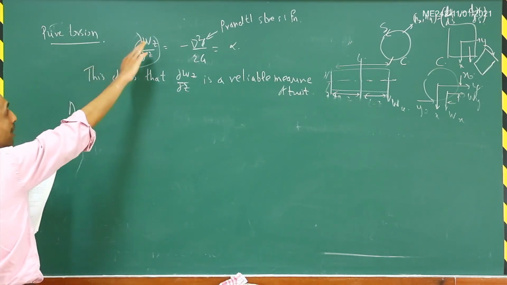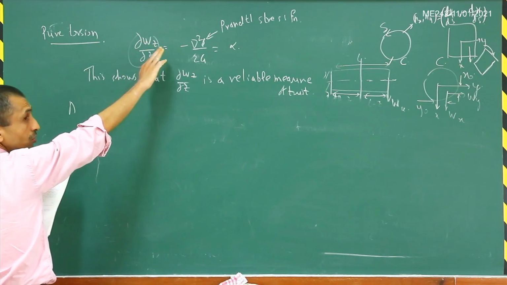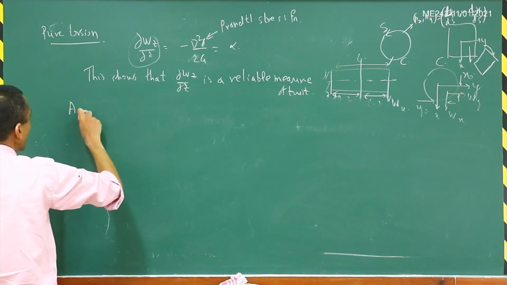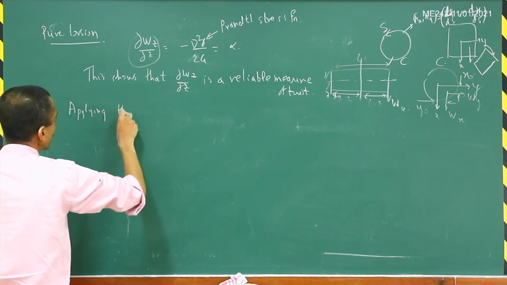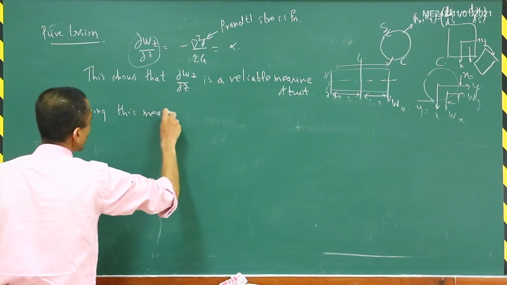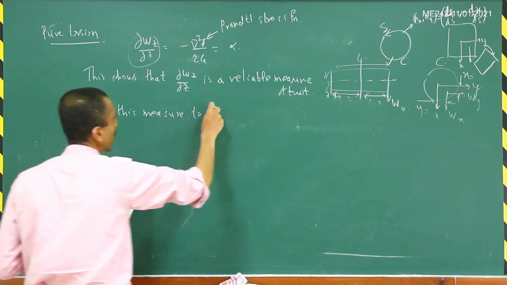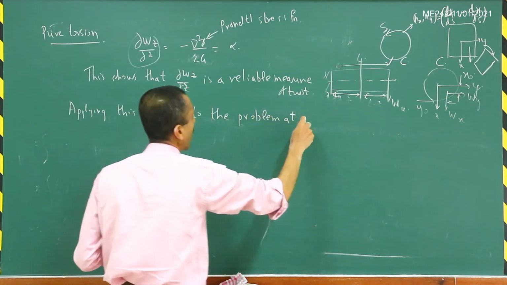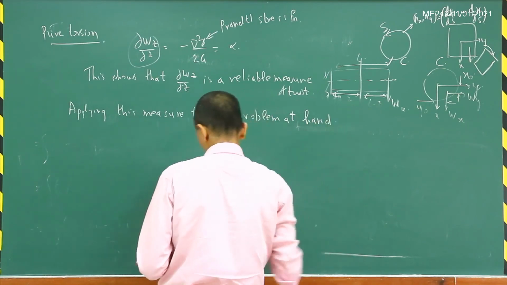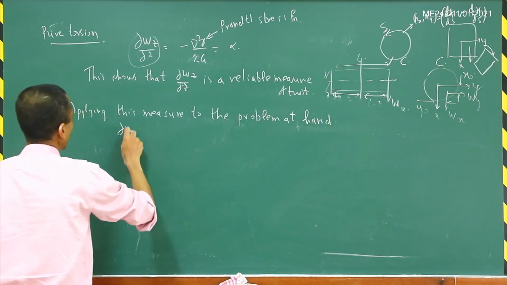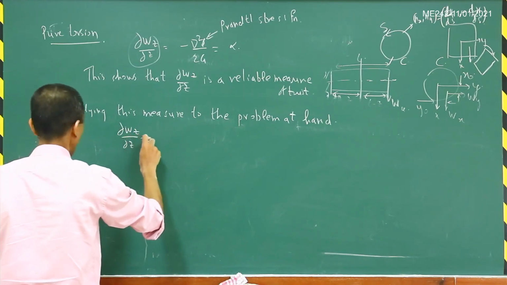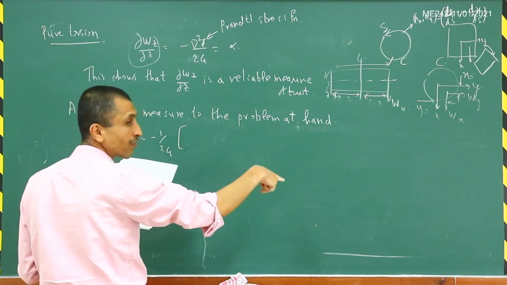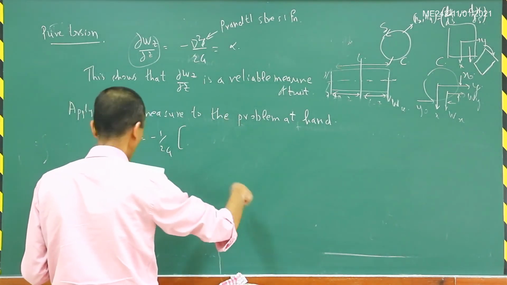What I have done here is that I have applied this measure to the case of pure torsion. Now let us apply it to the case of bending by terminal torque. Applying this measure to the problem at hand, what we'll get is that del omega z by del z is equal to minus 1 by 2g times, I'm just substituting for the expressions for tau xz and tau yz in that expression that I have derived.